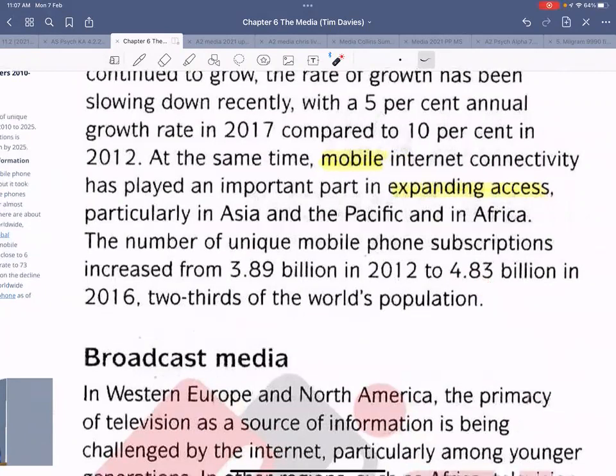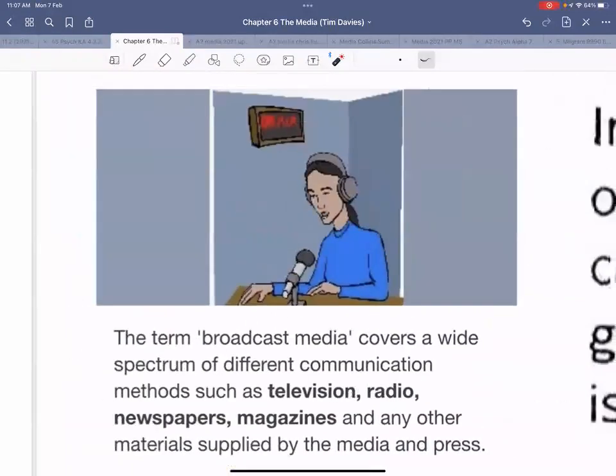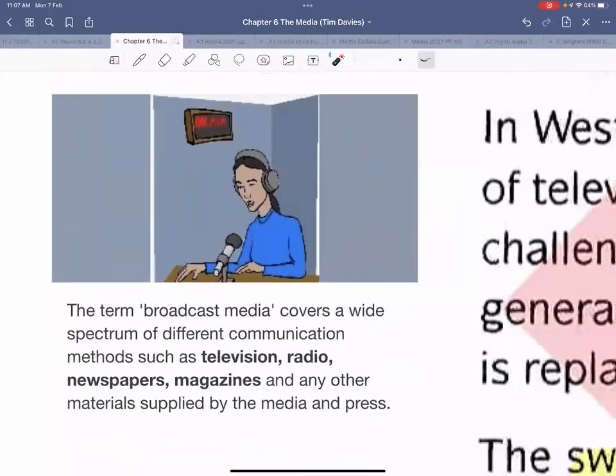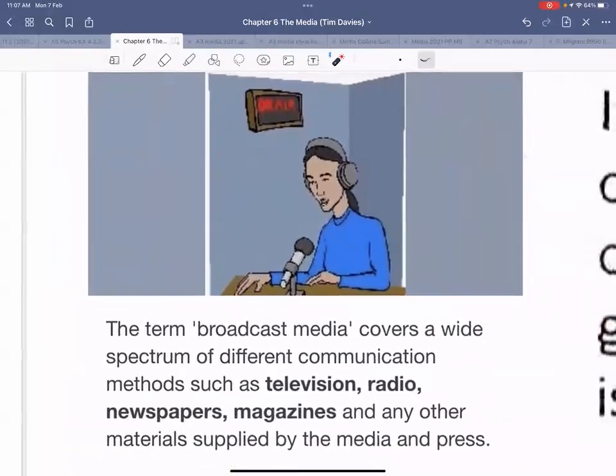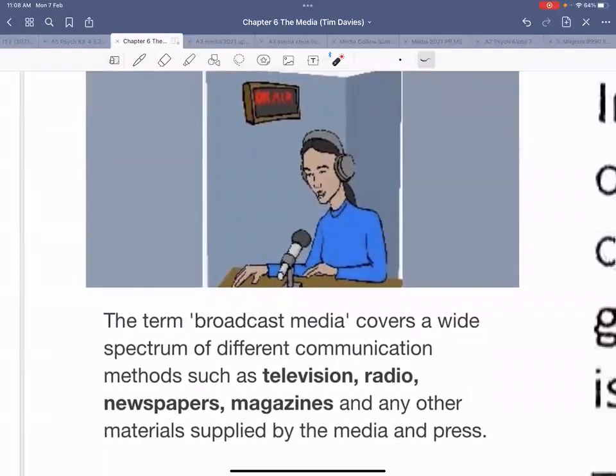Clear here? Next, broadcast media. What is broadcast media? Jisko hum log traditional media, typical media bhi kehte hain. Broadcast media ki jab hum baat karte hain, to we are referring to the television, radio, newspapers, magazine. They all come under broadcast. Jisko hum log mass media bhi kehte hain, right? Massive scale pe aap log broadcast kar rahe hote hain.